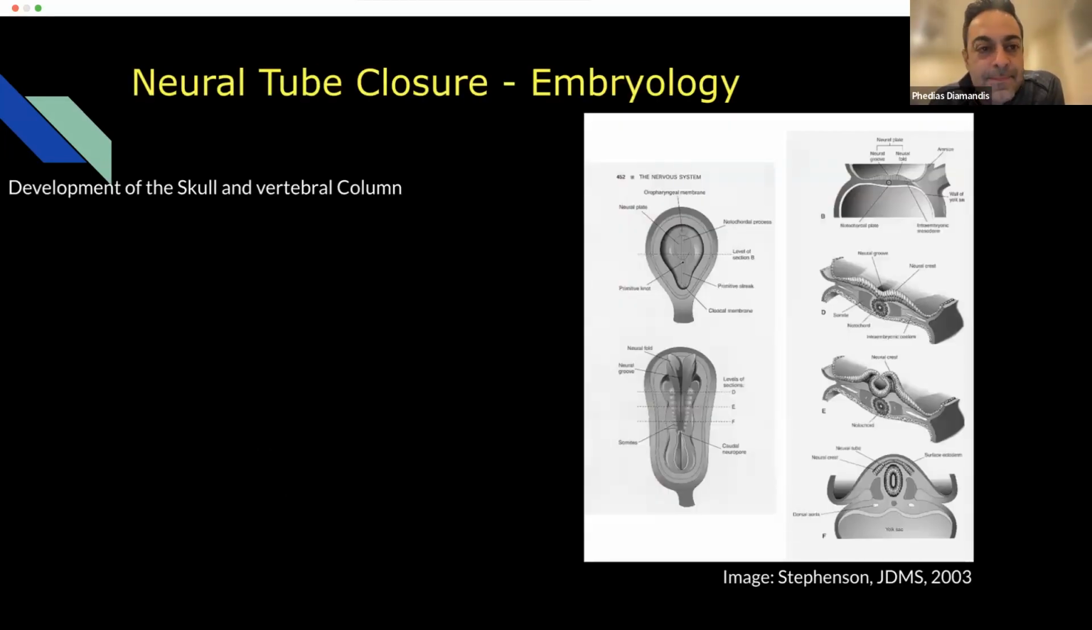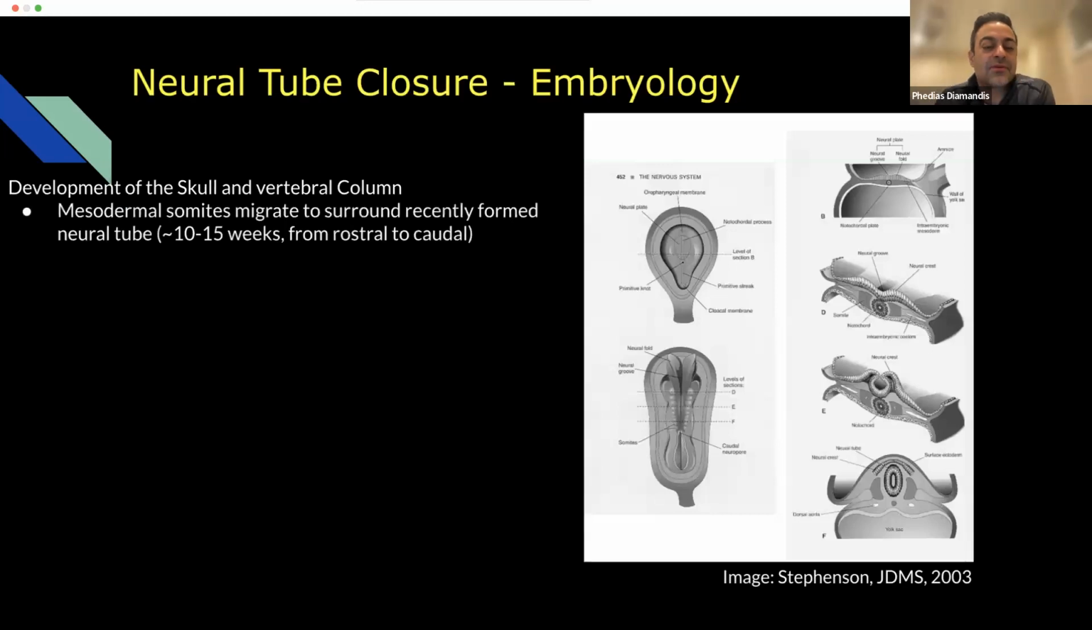Okay, so as we talked about, that happens within the first 4 weeks. The other major milestone that's important to conceptualize in that timeline of neurodevelopment is the development of the skull and the vertebral bodies. These are mesodermal structures. The somites will migrate around the formed neural tube and form the vertebral bodies and the skull, usually around week 10 to 15.